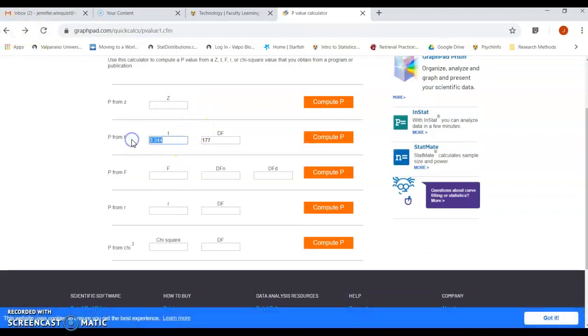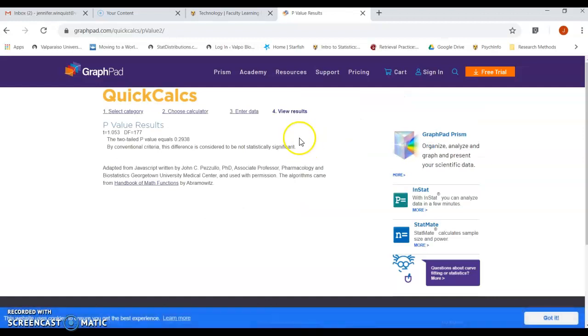And then finally, my last t is 1.053, and that gives me a p of 0.29. So the probability I'd see that observed difference if the null is true is 0.29, which is pretty likely. There's basically almost a third chance that that's the case. Okay, so let's go back to JASP.